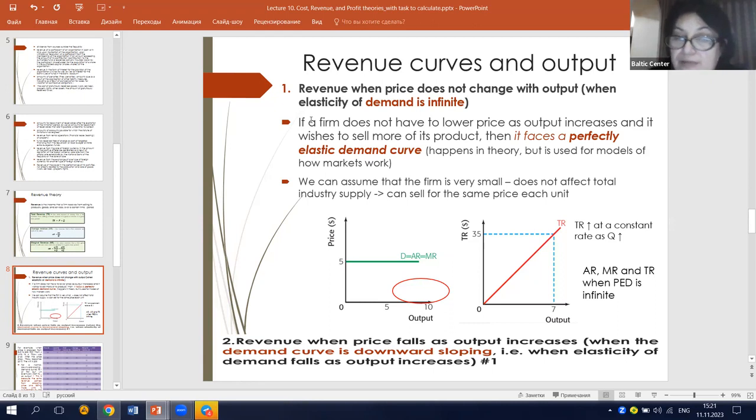Revenue, the second one, when the price falls as output increases, yeah, when the demand curve is downward sloping. So it's when elasticity of demand falls as the output increases. То есть насыщается, да, потребитель насыщается, тем самым спрос падает, да, на продукцию здесь. То есть здесь уже идет снова возможность, то есть намеренно производство либо диверсифицировать, либо расширять, то есть модернизировать здесь, переход на новую ступень.